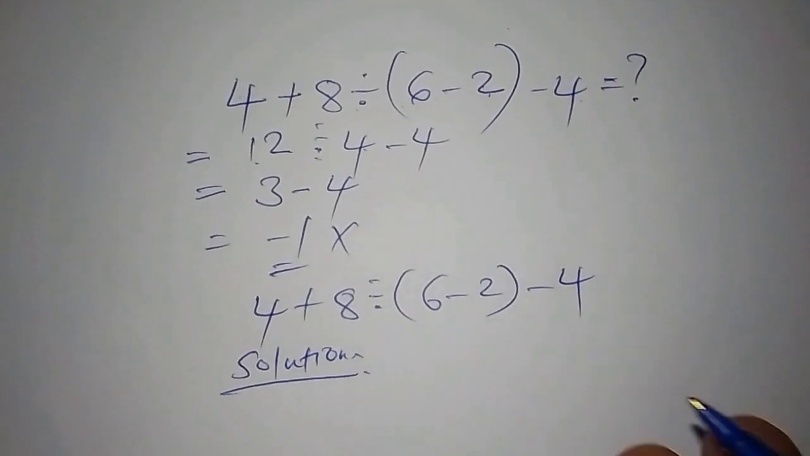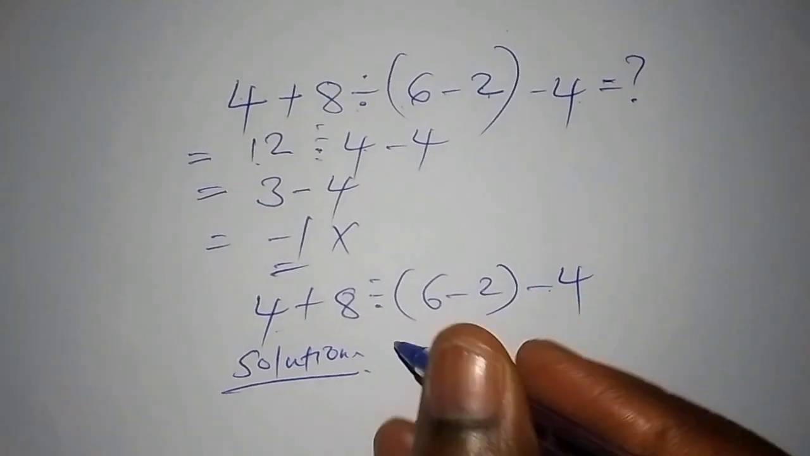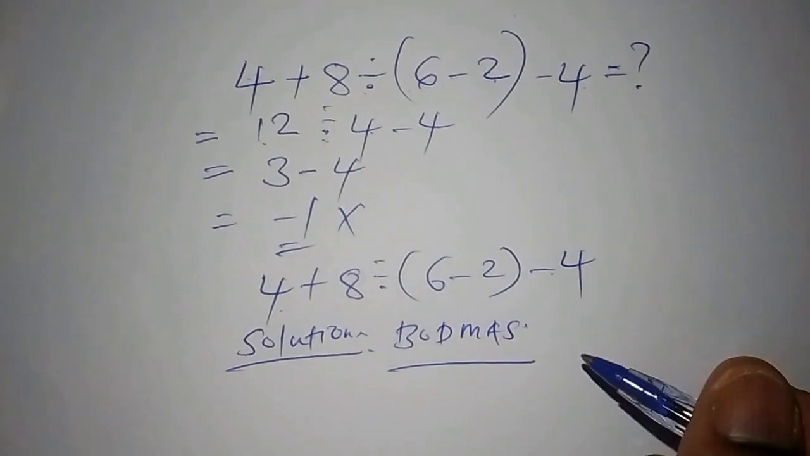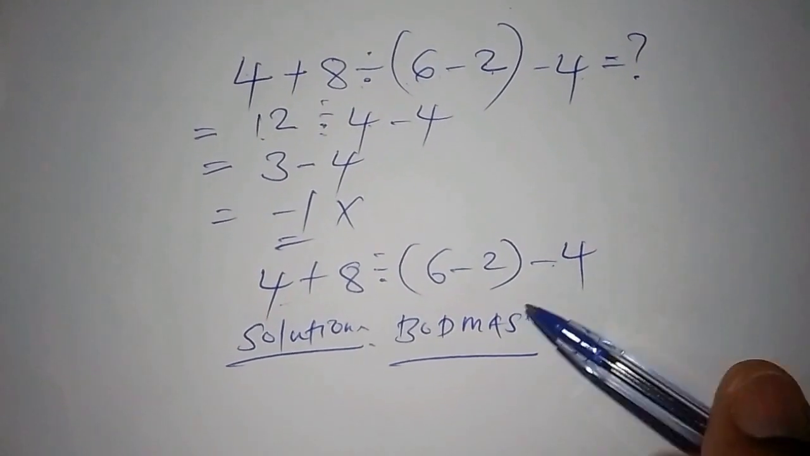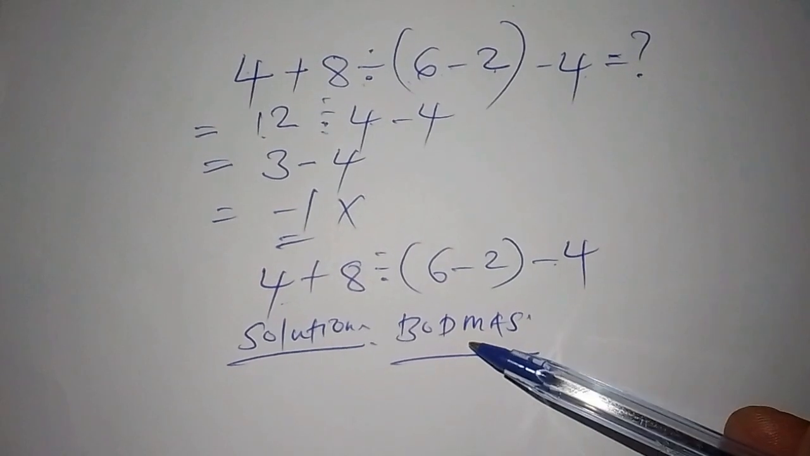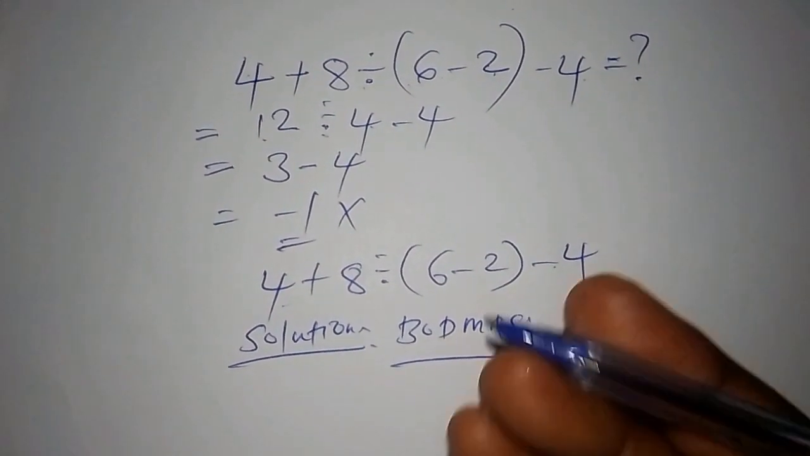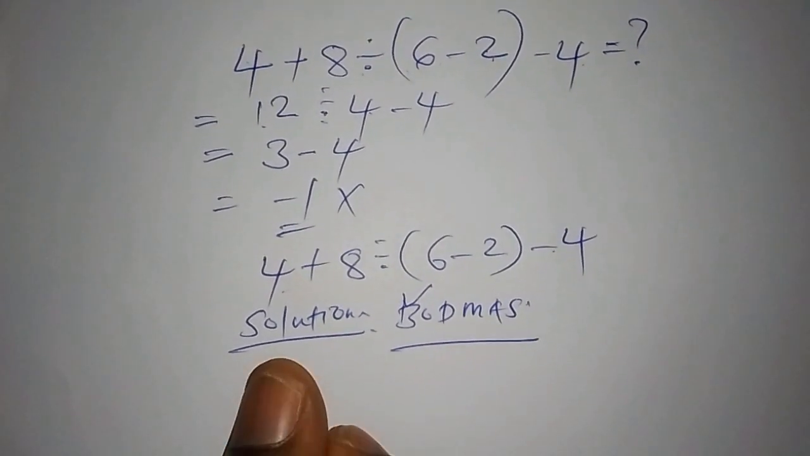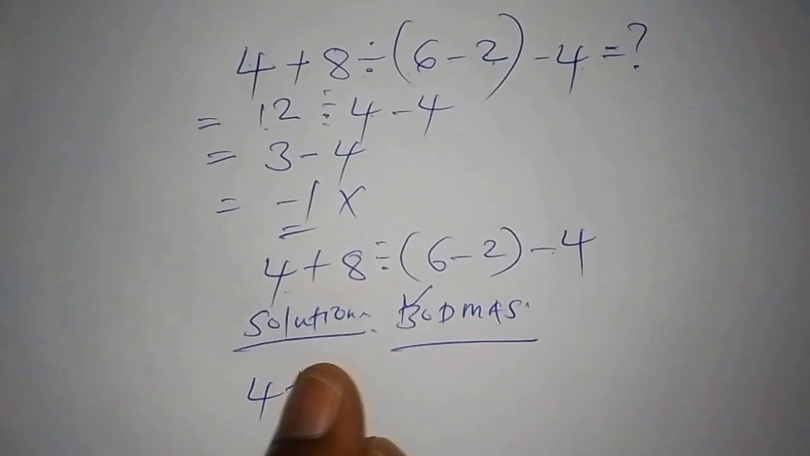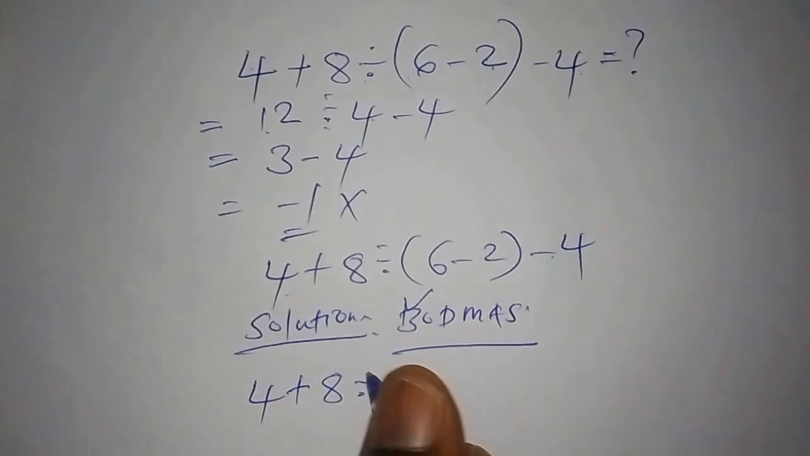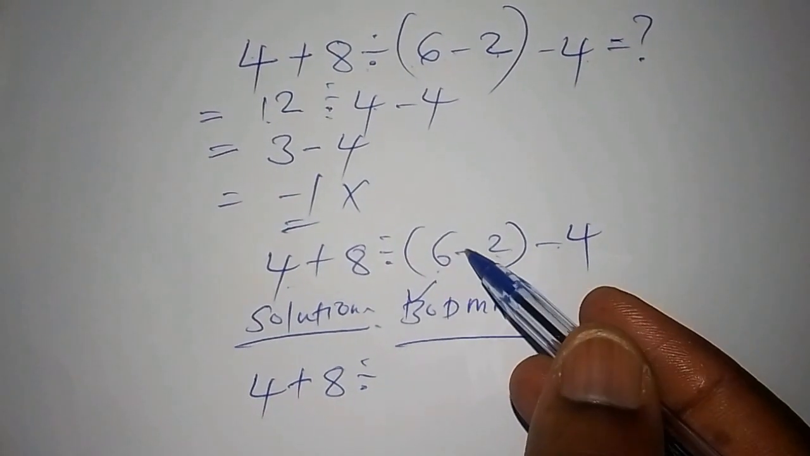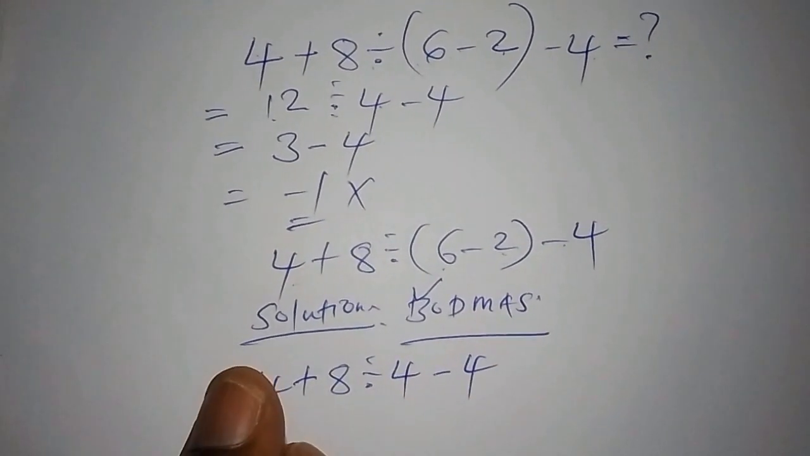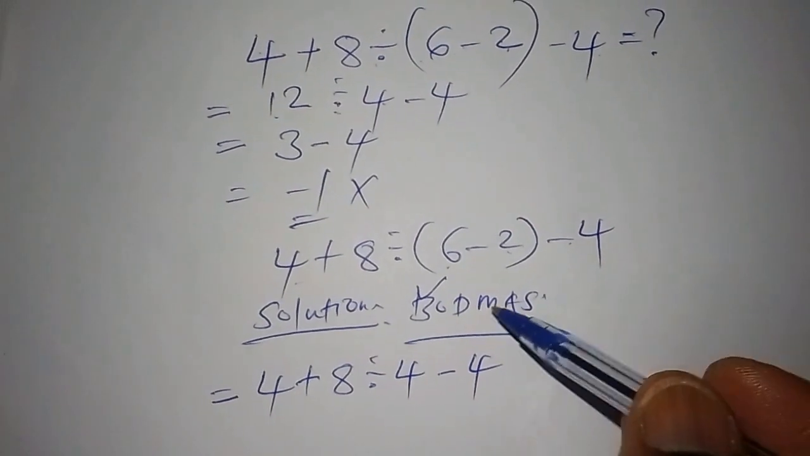Here, for us to work out this mathematics, we're going to use what is called the BODMAS. The BODMAS is what usually guides us, and this is what most people forget while working out this sum. So let's begin. B means that we start with the bracket. So we're going to work out the bracket first. We shall have 4 here, add 8, divide by, then let's work out the bracket. 6 subtract 2, our answer becomes 4, subtract 4. Okay, so we're done with the bracket.